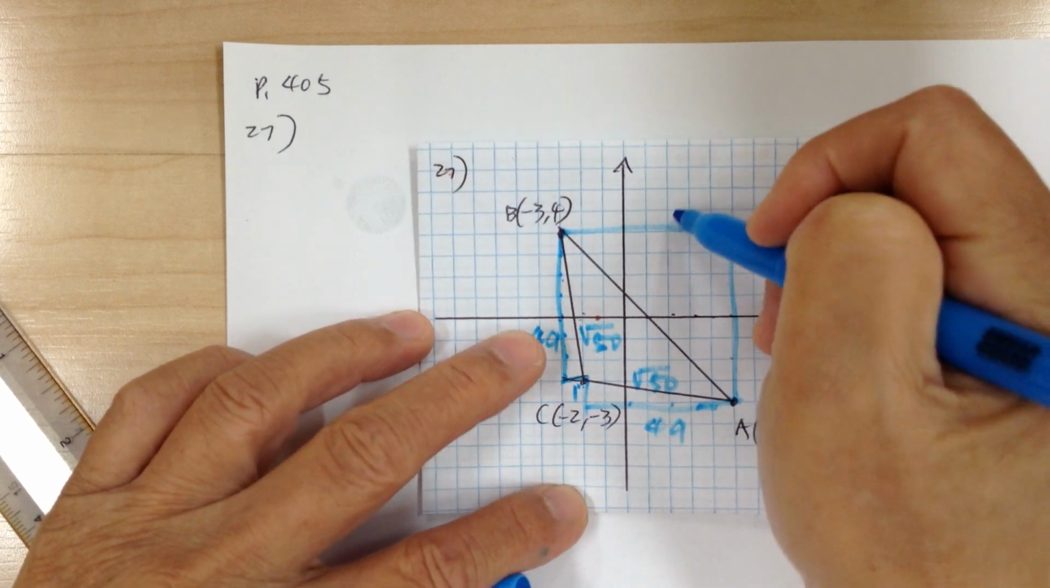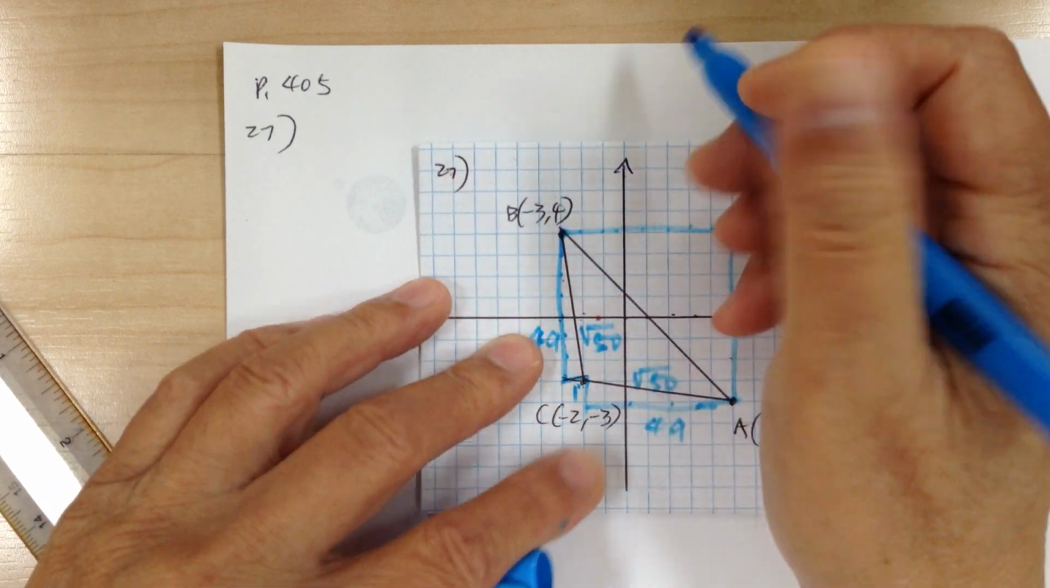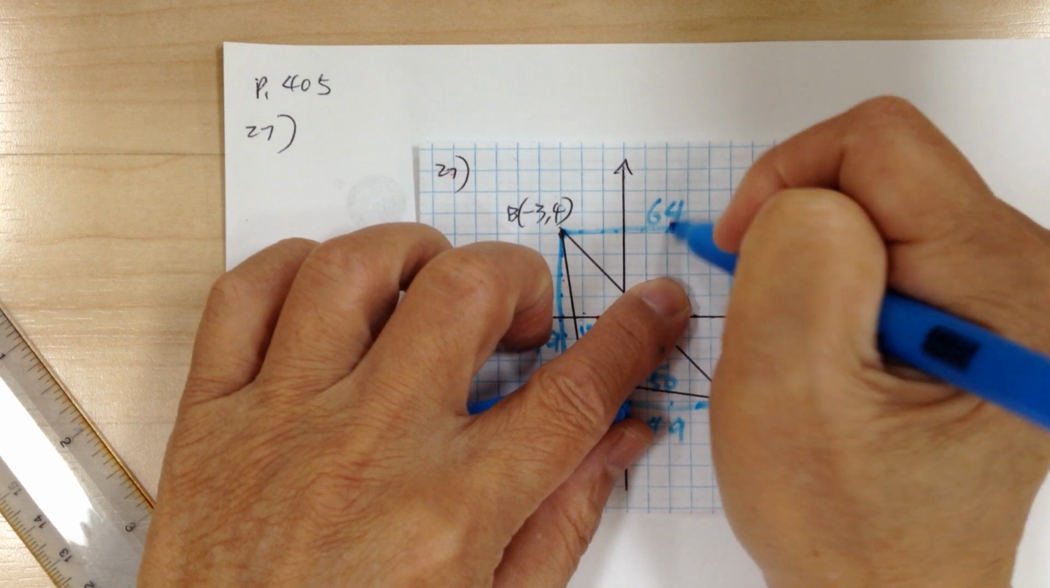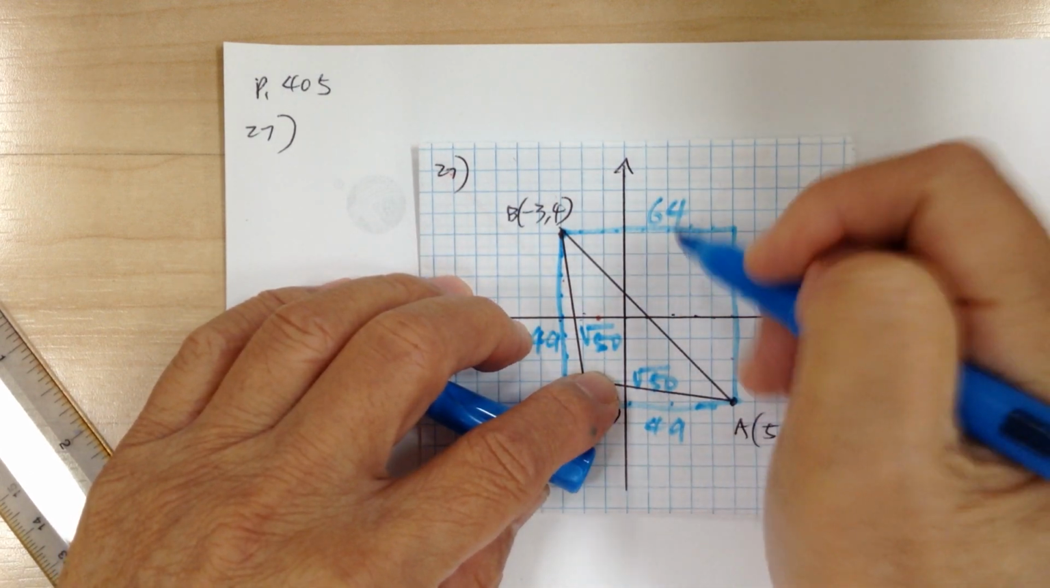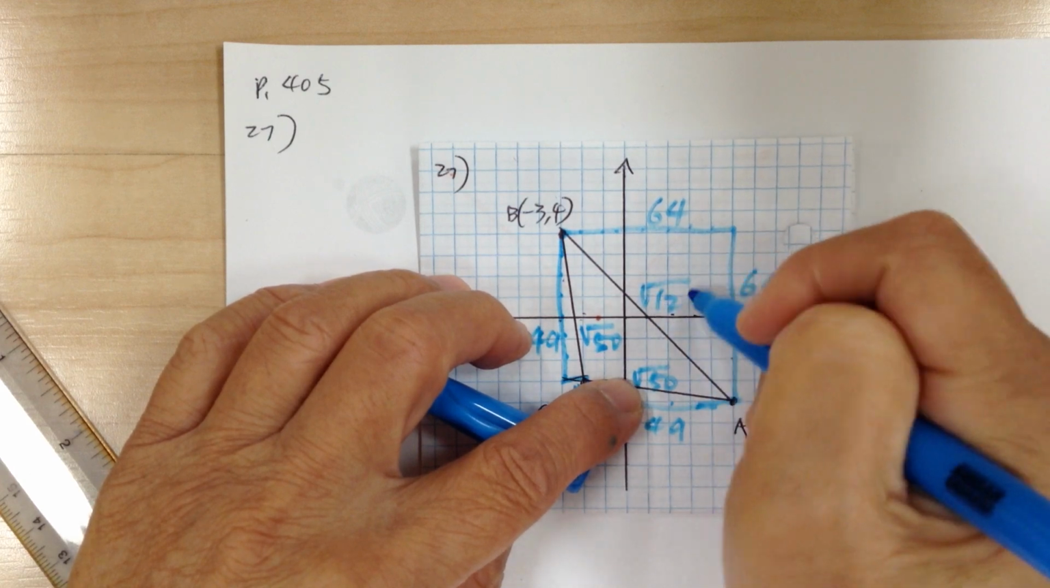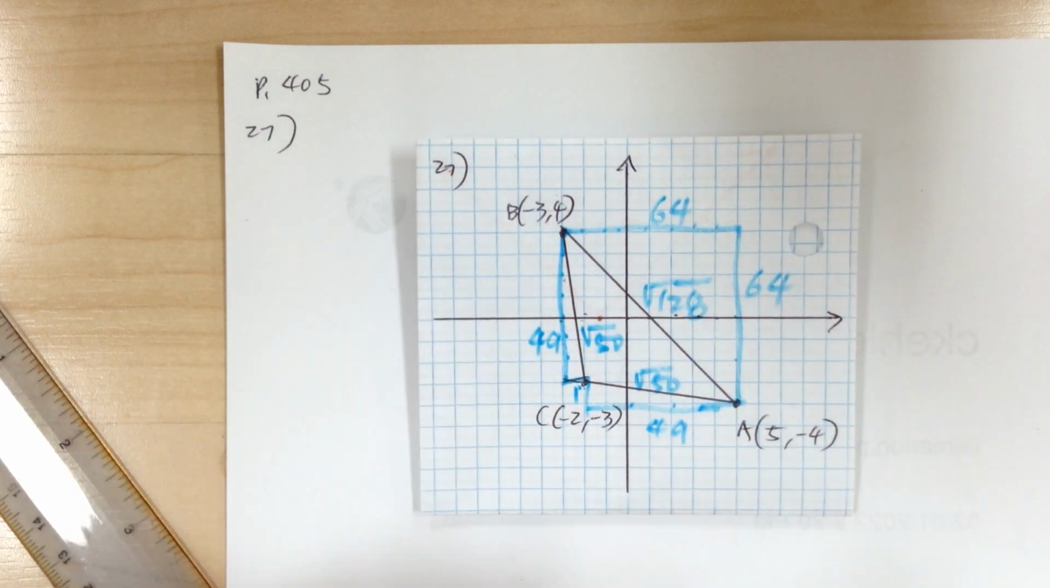Now this side, you've got 1, 2, 3, 4, 5, 6, 7, 8. You square that, 8 squared is 64, and it's 64. So you add, and you have to take the square root, so it'd be square root of 128. Okay, so now we can answer the question.